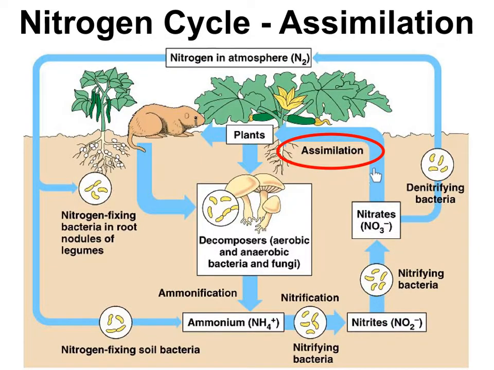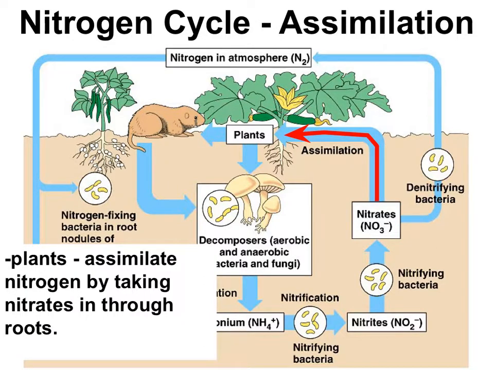When plants take in nitrates, this is assimilation, separate from the fixation that happened over here. Remember, bacteria fixed the nitrogen, then converted the nitrogen to nitrates. And now plants take the nitrates in through their roots. Nitrates actually dissolve in water, so when a plant takes in water, nitrates come along for the ride. And once inside the plants, nitrogen in nitrates is converted to become part of DNA, RNA, and proteins.